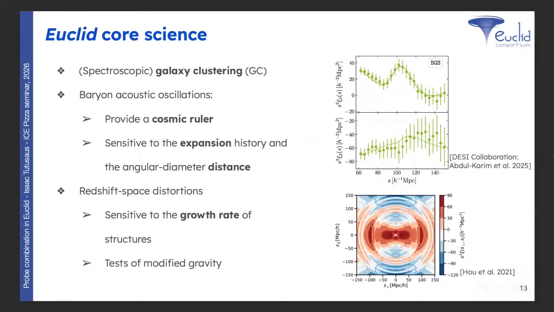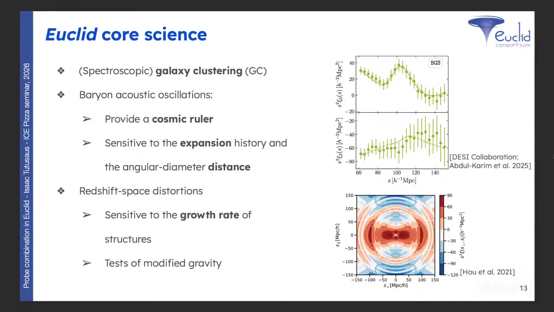Let me just move to describe a little bit the core science that we are trying to do with Euclid. The first thing is what we can do with spectroscopic data, and that's spectroscopic galaxy clustering. There are two things. One is BAO, baryon acoustic oscillations.